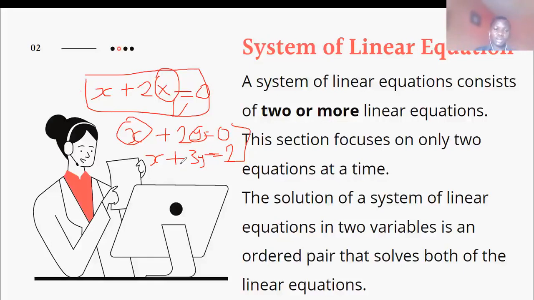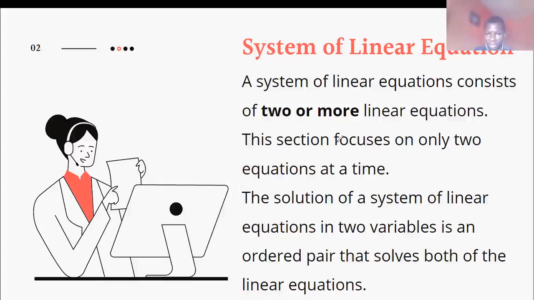It can be more than 2. We can have 3, written like this: 3x plus 2y equal to 4. This is another form of writing what? 3 linear equations. So now, what does this imply? We move to the main work. Let me clear the screen so that we can continue.